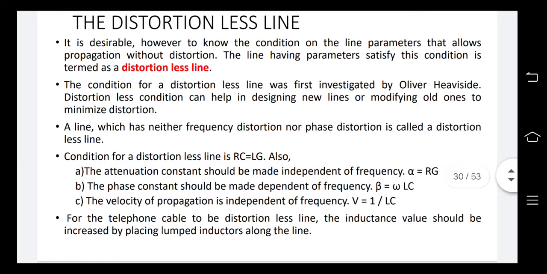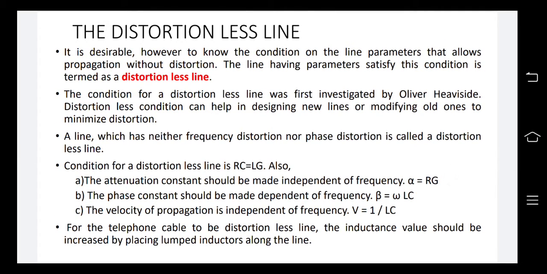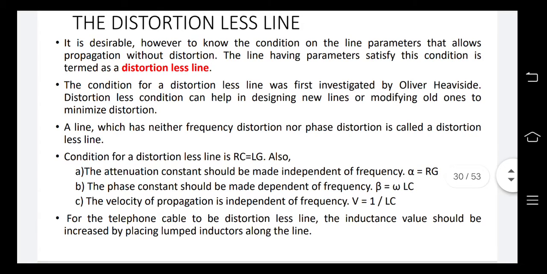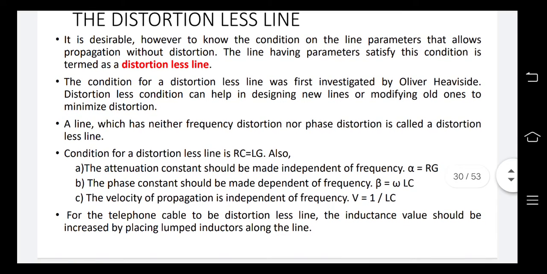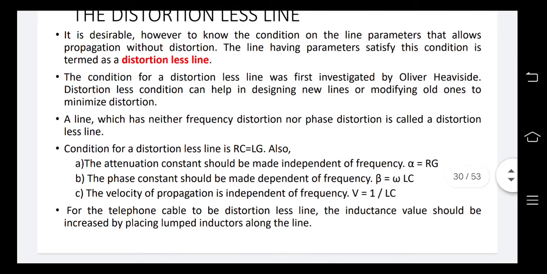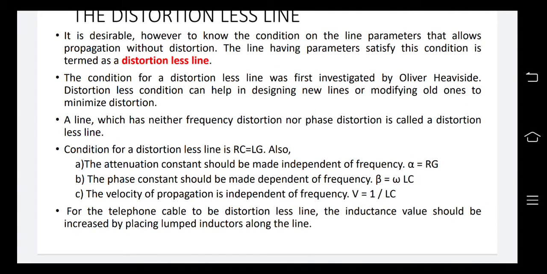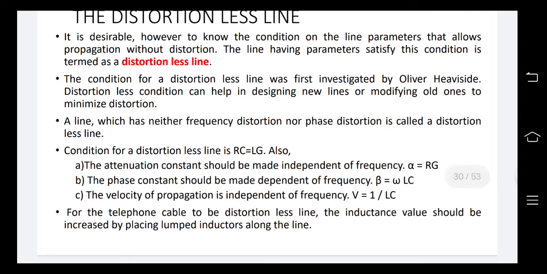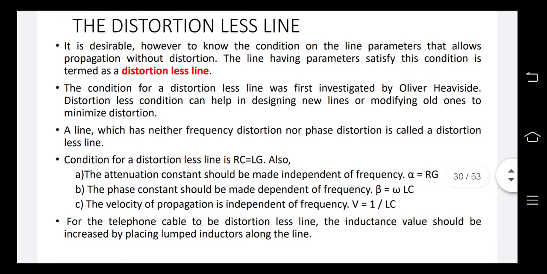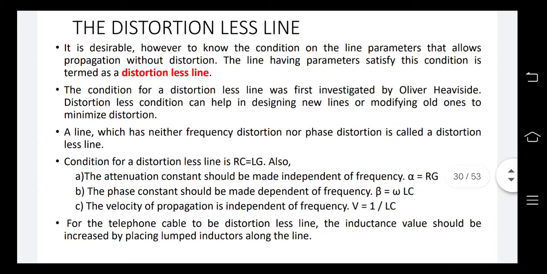A line which has neither frequency distortion nor phase distortion is called a distortionless line. So the condition for the distortionless line is RC equals LG. Also, the attenuation constant should be made independent of frequency, that is, alpha should be equal to square root of R into G. The phase constant should be dependent on frequency, where beta equals omega square root of LC. The velocity of propagation is independent of frequency, V equals 1 by square root of LC.